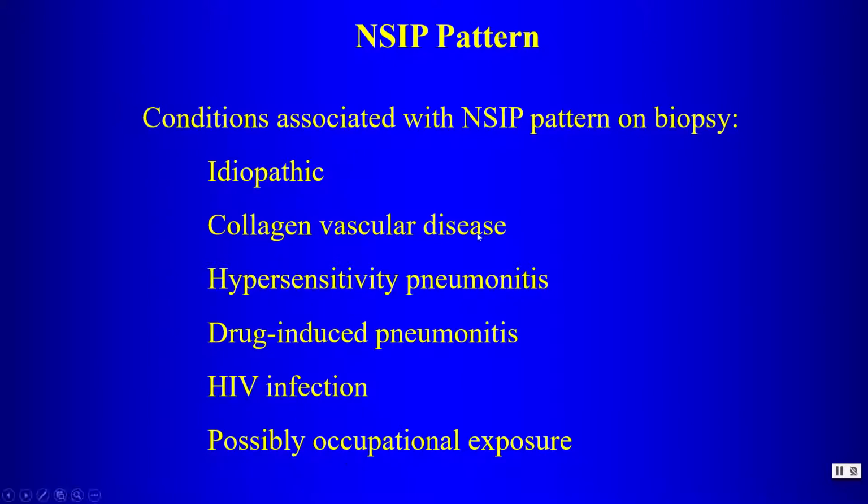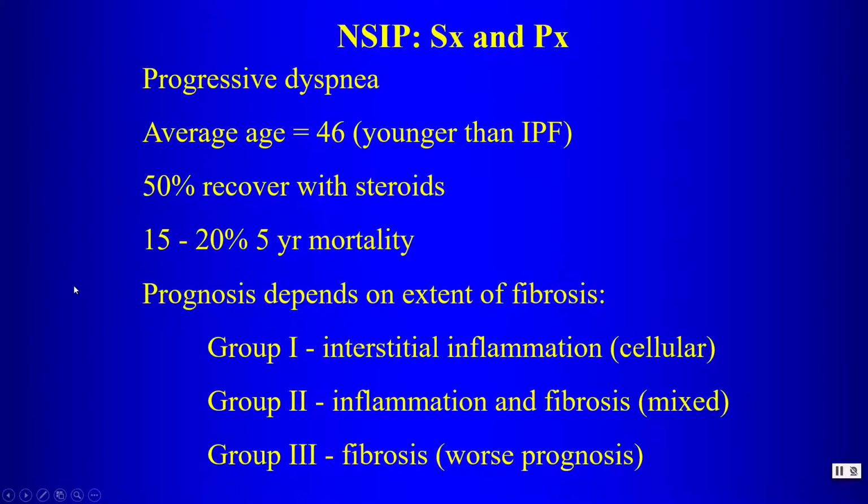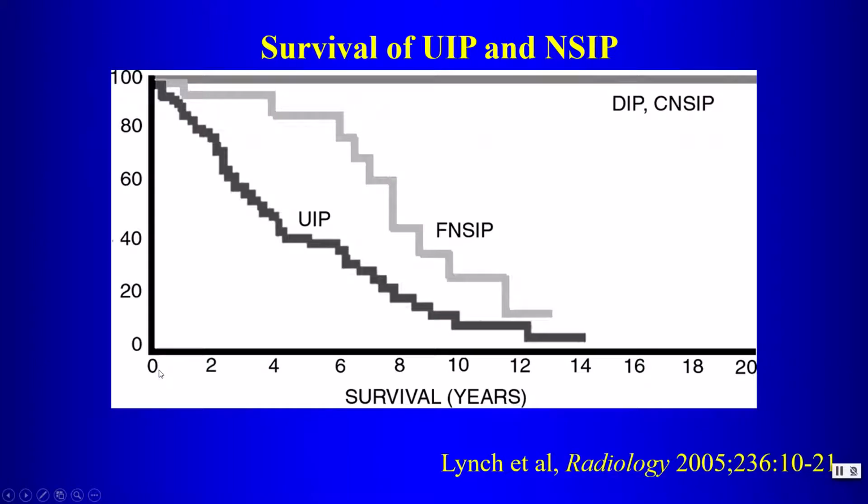So there are many conditions that can be associated with an NSIP pattern on biopsy. If it's idiopathic, then it's one of the idiopathic interstitial pneumonias, but I've listed many conditions that can give you an NSIP pattern on lung biopsy. So idiopathic NSIP, these patients have progressive shortness of breath. These patients can recover with steroids. The 5-year mortality, if these patients are treated, is not as bad as idiopathic pulmonary fibrosis, although the prognosis depends on the extent of fibrosis. The more fibrosis there is in the biopsy specimen, the worse the prognosis in these patients.